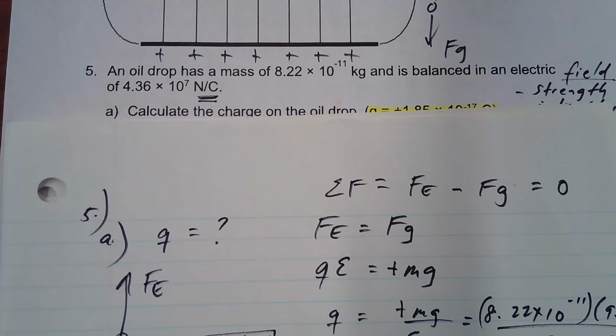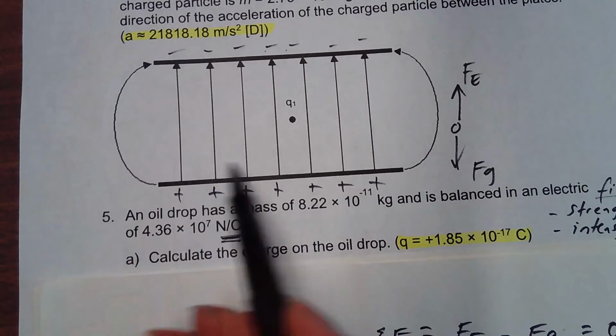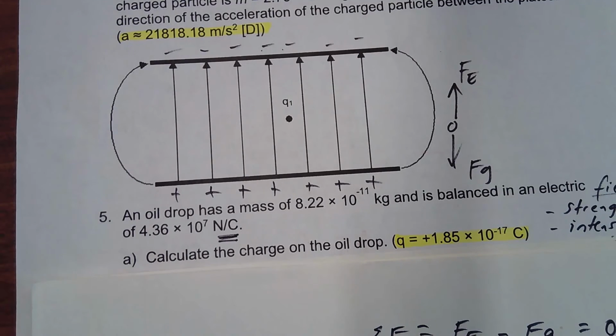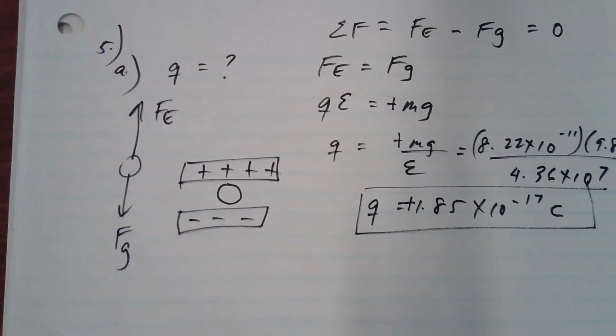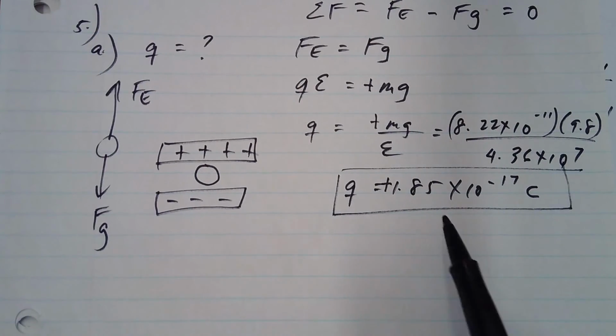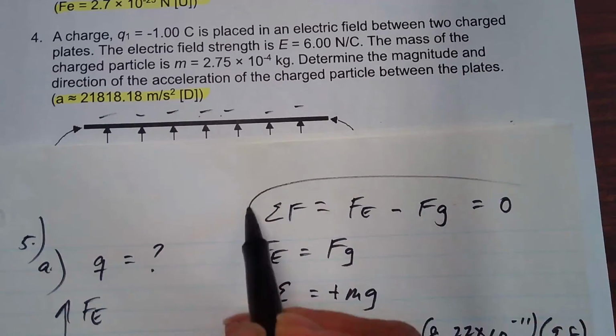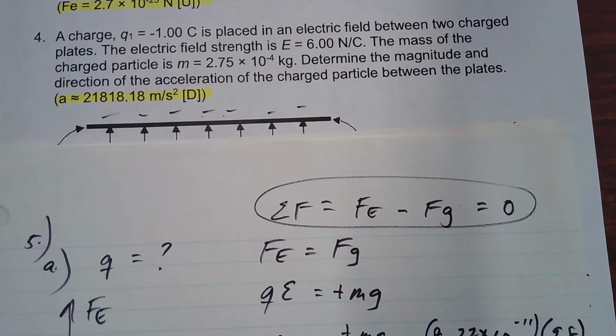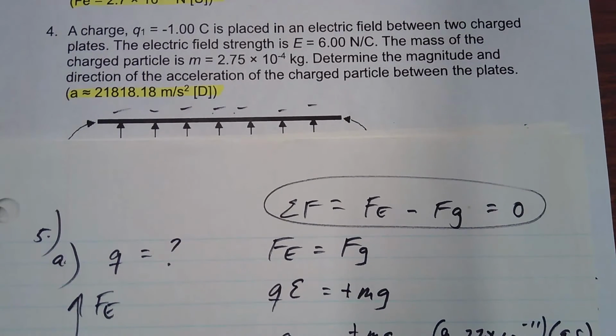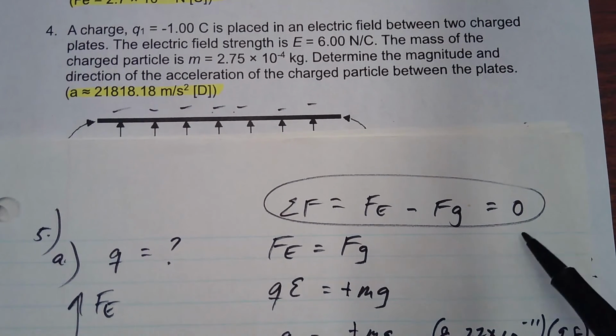Because we don't have a picture, we can't actually assume that that's the picture, because that's for number 4. So I wouldn't assume that. But if there isn't, I guess we'll have to assume that it's positive, and this will be our net force equation then, right? So if it is suspended, then you go Fe minus Fg equals 0.